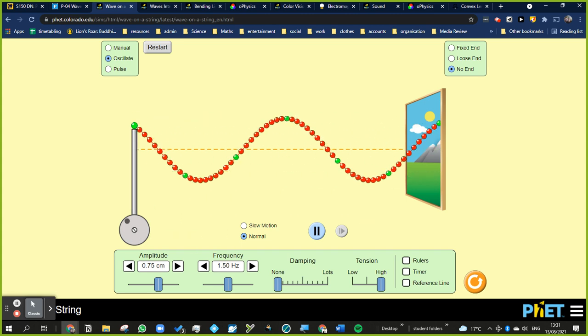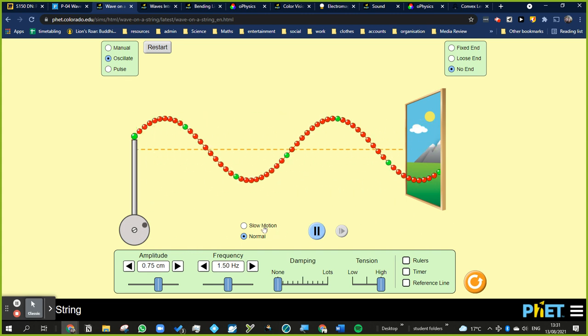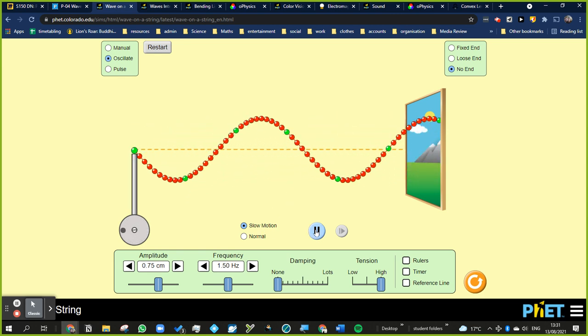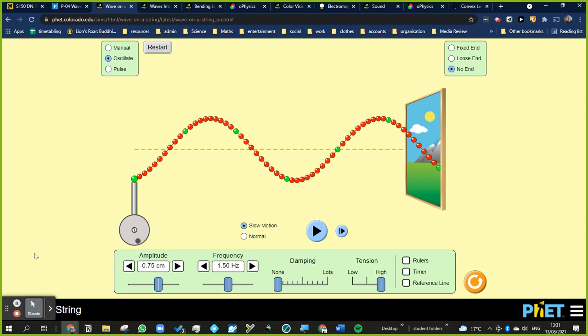So we've got our wave, right? Now you can turn it on slow motion, so let's leave it on slow motion. What we have here is a type of wave called a transverse wave. Can you remember what a transverse wave means? What does transverse mean? We've got to be careful about how we say it: a wave that travels perpendicular to what?